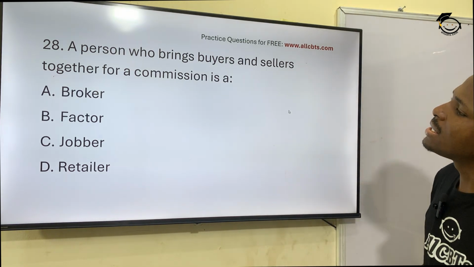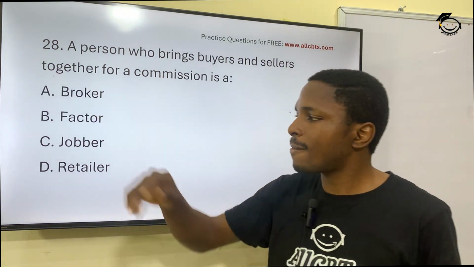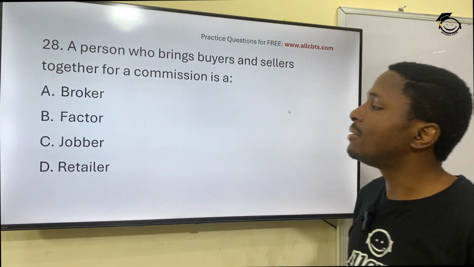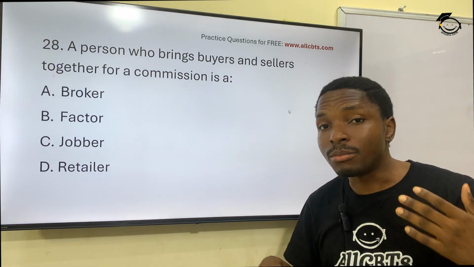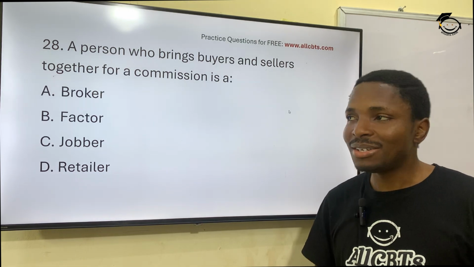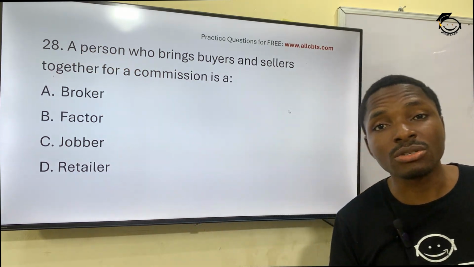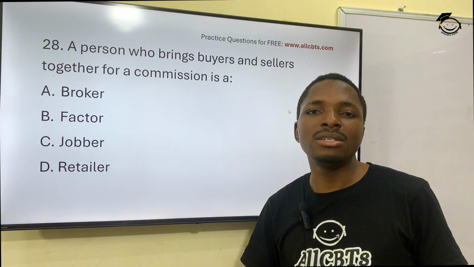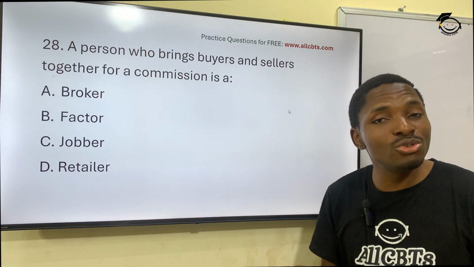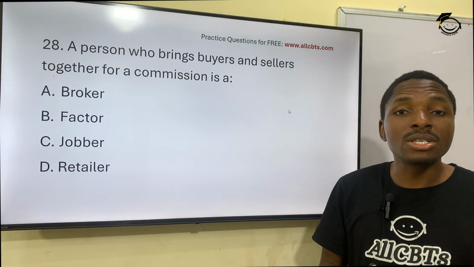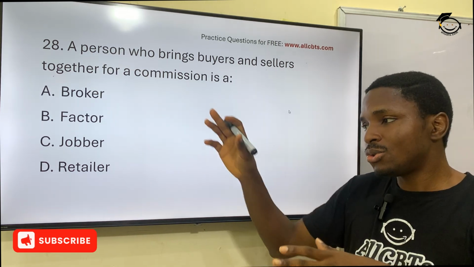28. A person who brings buyer and seller together for a commission is a what? Is a broker. All right. Now you have stockbrokers. In fact, should I shock you? Jumia is an example of a broker. You won't say Jumia is a person. It's an organization. But in a way, they are a broker because they don't have any shop. Do you know Jumia doesn't have any shop? Jumia doesn't stock goods. Jumia just connects you, the buyer, to the sellers.